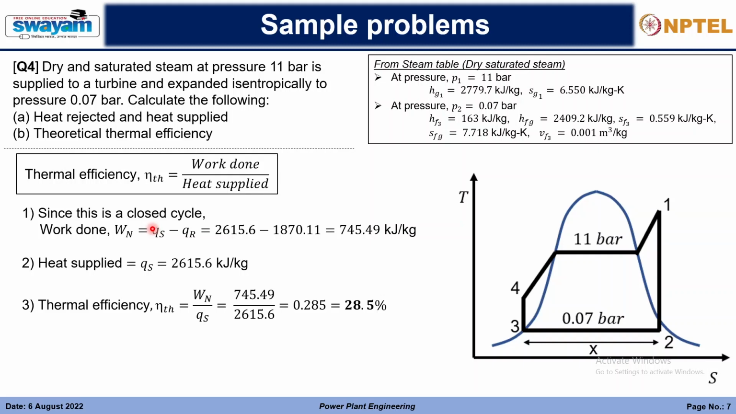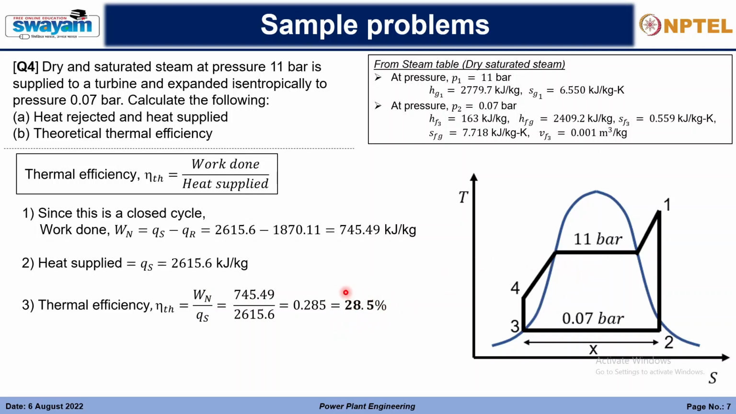So according to the first law, we will calculate the work done, because the net exchange of work will be equal to the net exchange of heat, and the heat exchange will be the heat supplied here and the heat rejected. So this will be the difference of these two values, right? So accordingly we will get this particular work done. Then we already have the value of heat supplied, and after that we will just divide these two values, and we will get the thermal efficiency of the whole Rankine cycle working at this particular pressure condition.